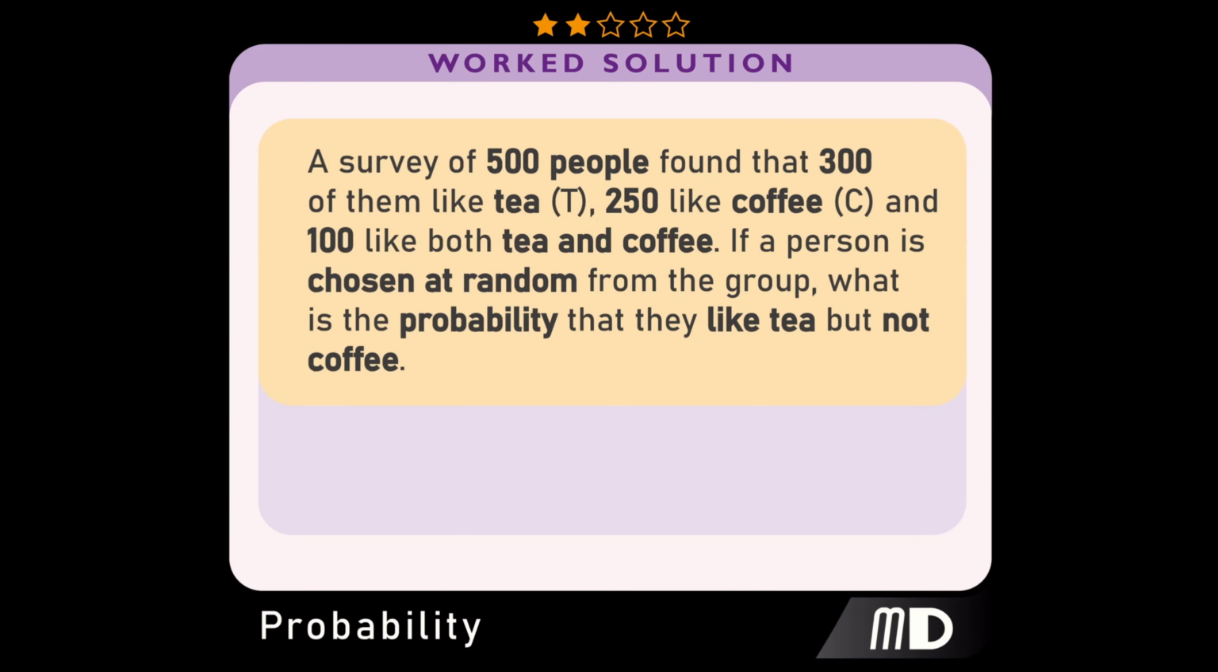Now, in this video, we're going to answer the following question. A survey of 500 people found that 300 of them like tea, 250 like coffee, and 100 like both tea and coffee. If a person is chosen at random from the group, what is the probability that they like tea but not coffee?